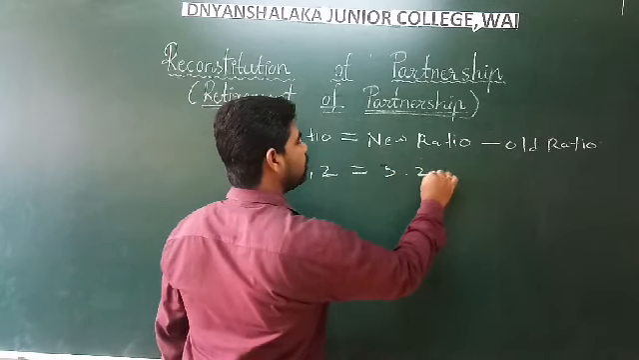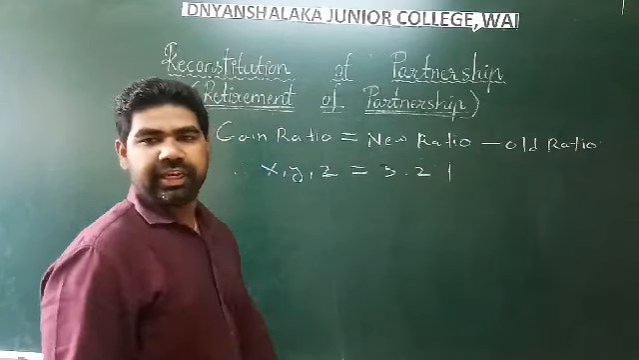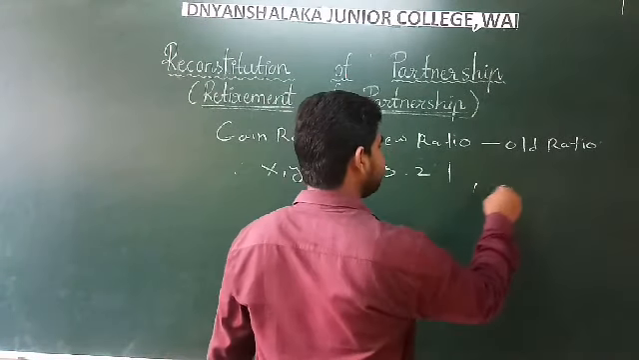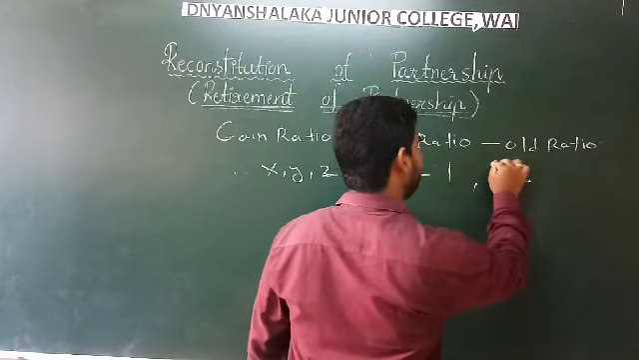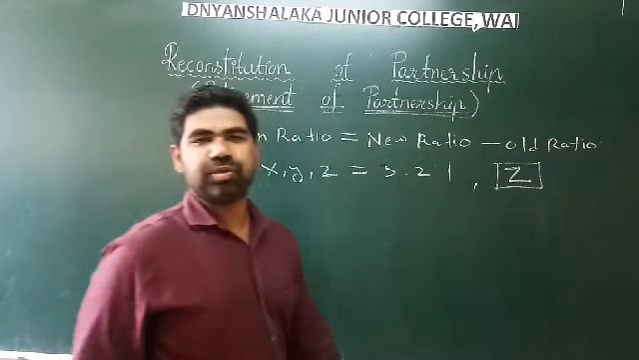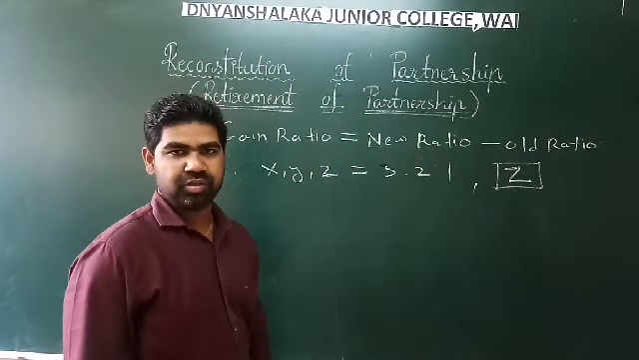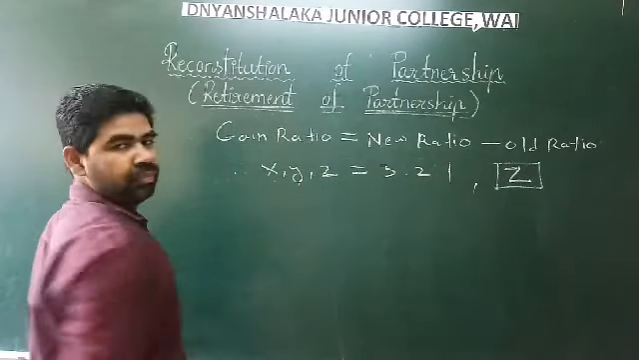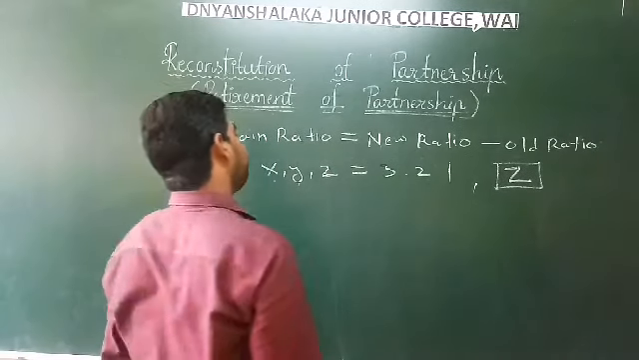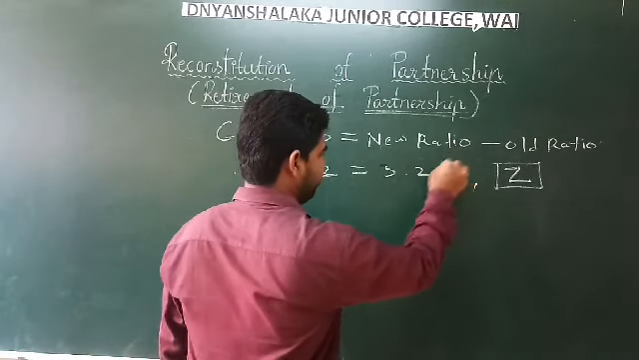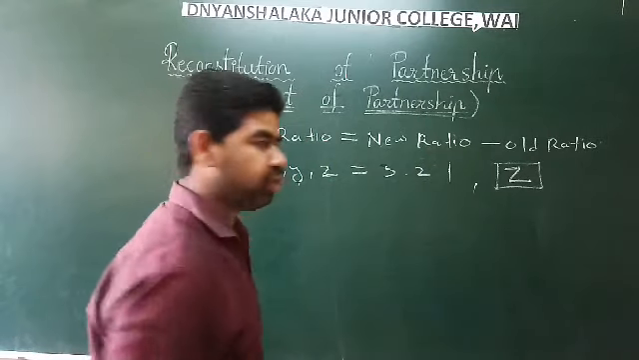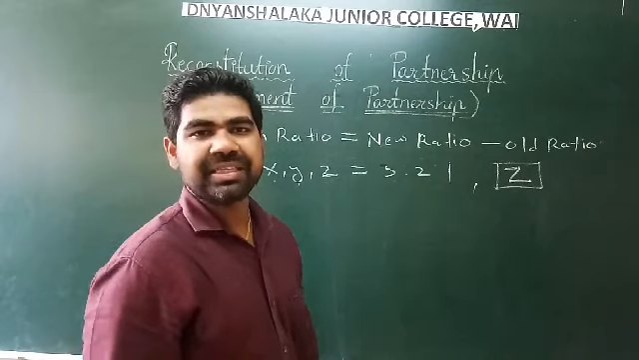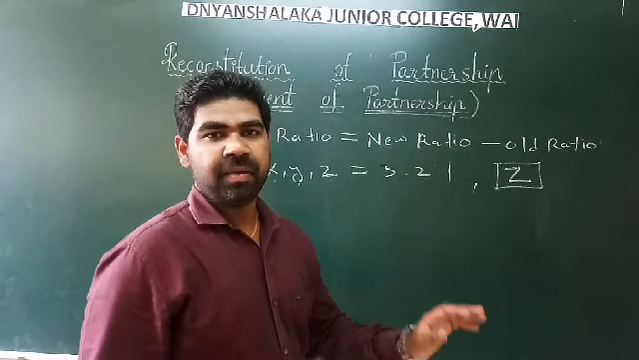3:2:1 is their old profit sharing ratio. And now what happens? Z retires from the business. Once again, understand what the question is. X, Y and Z, three partners are there, and the old profit sharing ratio is 3:2:1, and Z retires from the business.